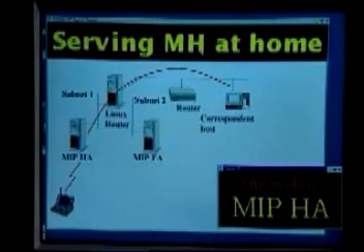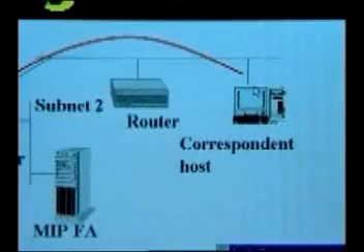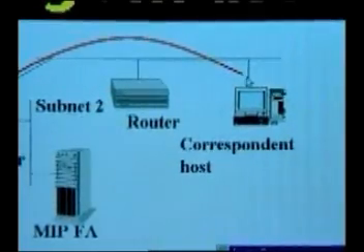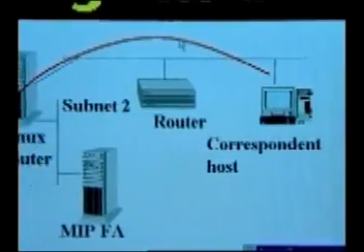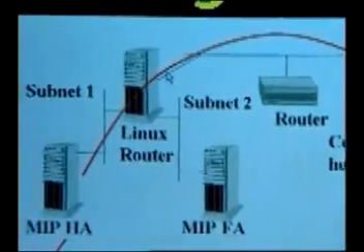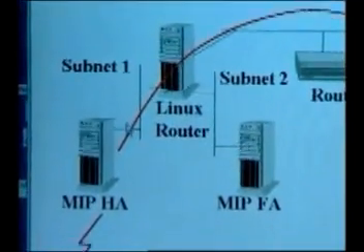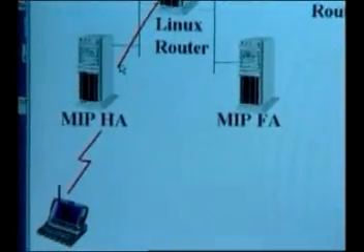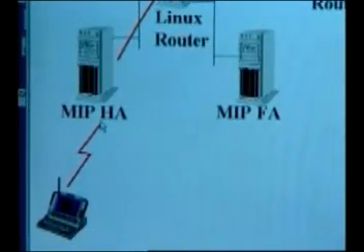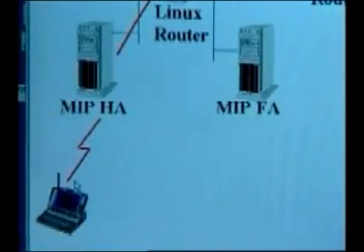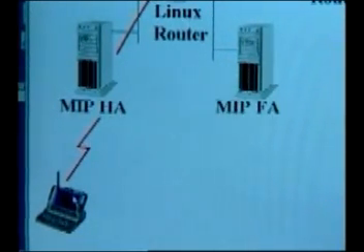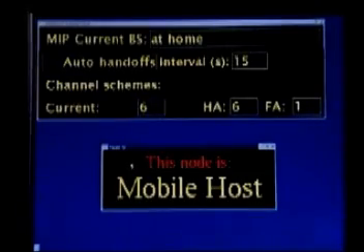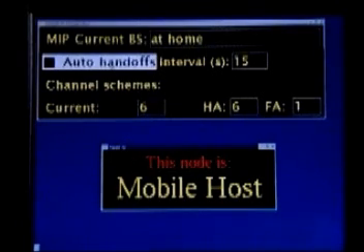So the mobile host is in subnet 1, and this is the picture that we have seen before. The route taken by packets coming from the correspondent host is shown in red. It goes through the Linux router in the subnet 1 to the home agent, and then out on this wireless link to the mobile host. Let's see what happens when we move from subnet 1 to subnet 2. We're now looking at a screen on the mobile host, and I'm going to click on this button here to hand off to the foreign agent in subnet 2.